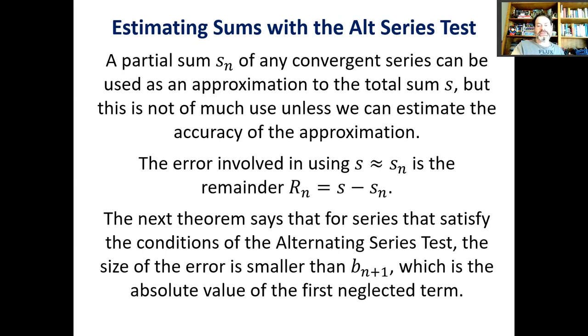The next theorem says that for series that satisfy the conditions of the alternating series test, the size of the error is smaller than Bn plus 1, which is the absolute value of the first neglected term. So that's like the maximum amount of error is the next term. Wherever you stopped, the next term can't create more error. It can only be less.